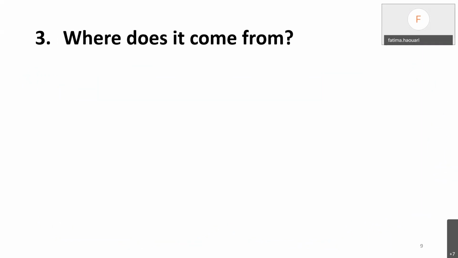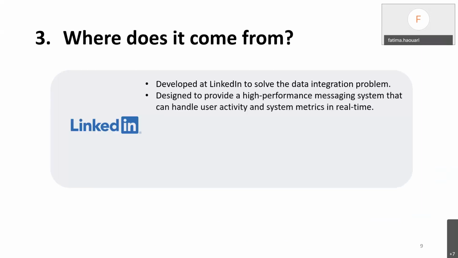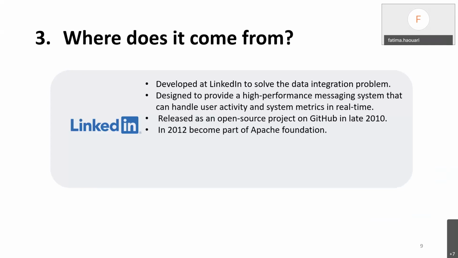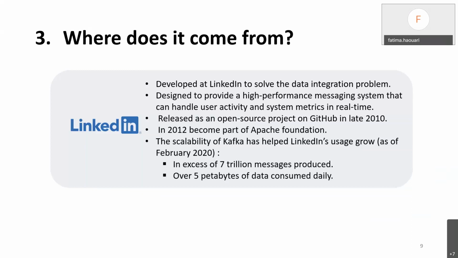So where does it come from? It was initially developed at LinkedIn to solve the data integration problem, with the objective of providing a high-performance messaging system that can handle user activity and system metrics in real time. Then it was released as an open source project on GitHub in late 2010, and in 2012 it became part of the Apache Foundation. The scalability of Kafka has helped LinkedIn users grow; as per the statistics in February 2020, it produces 7 trillion messages and consumes 5 petabytes of data daily.